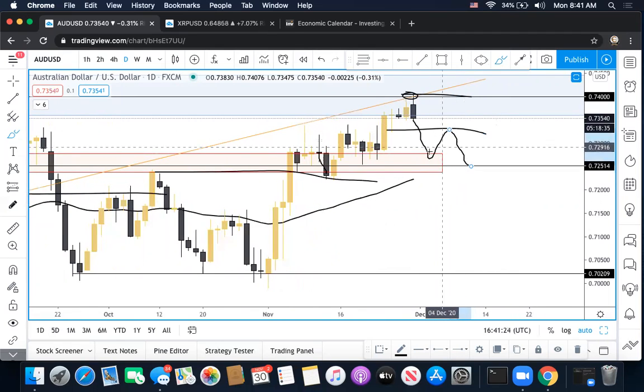If we could get something like that, selling it at this point would be a good opportunity to catch 50 to 100 pips possibly.